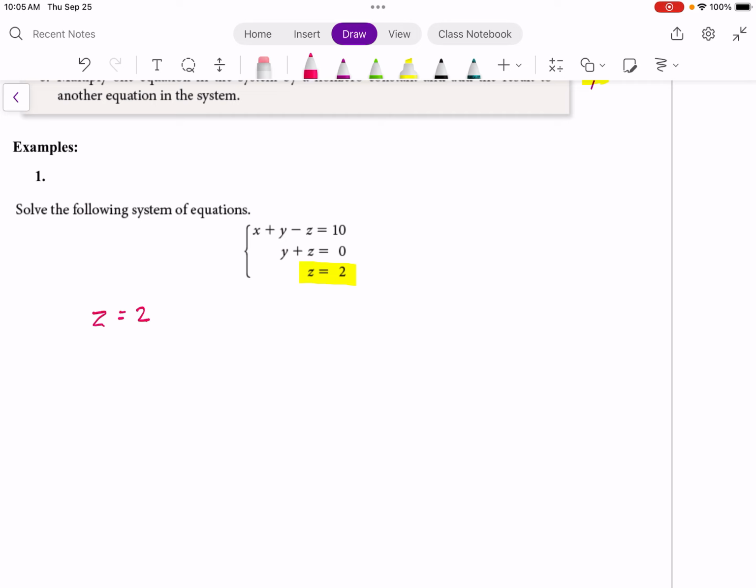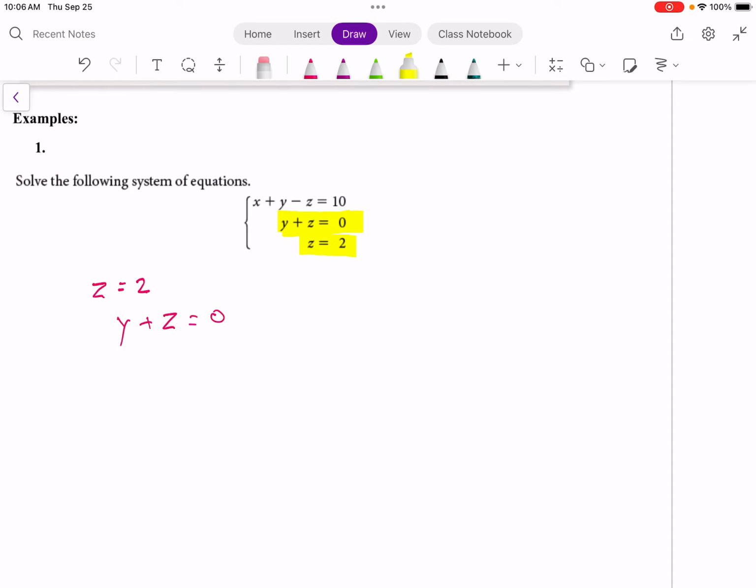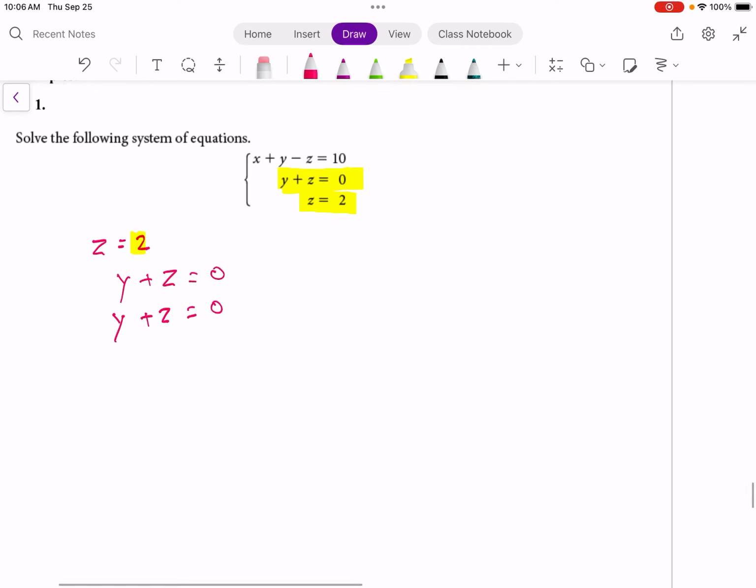Now let's try to find x and y. We have this second equation, y plus z equals 0. Here we already know the value of z, right? So let's substitute z equals 2. If we substitute z equals 2, what do we get as our y? We subtract 2 on both sides, and our y is equal to -2.